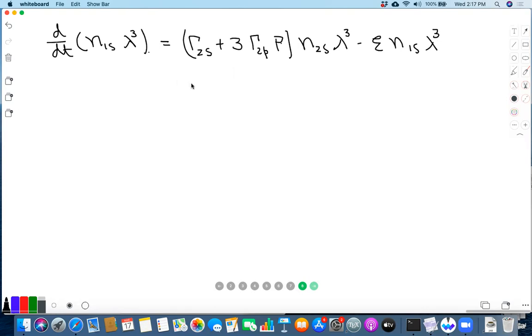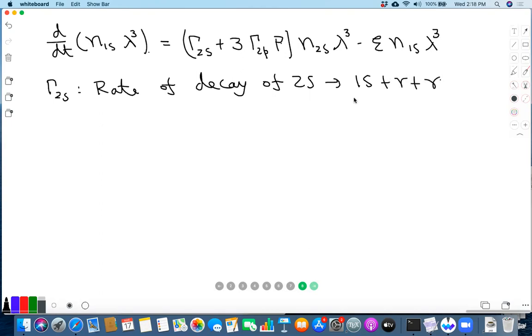Okay, so let me explain what these numbers are. Gamma 2s is the rate of decay of 2s to 1s, plus 2 gammas. Remember that this requires us to produce 2 gammas.